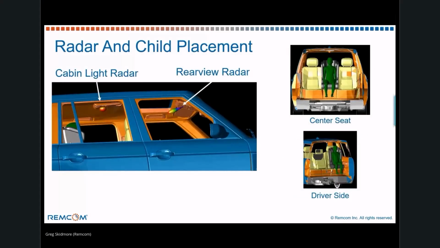So then we place different radars in the cabin. So we're looking at 2 different radars here, one in the cabin light or roof mounted, and then the rear view radar, and then 2 placements of the child, one in the center in the back seat, and then also one behind the driver's side. Next slide.